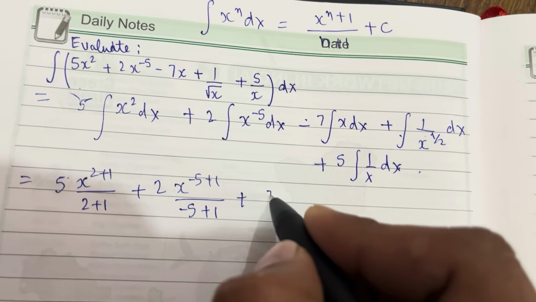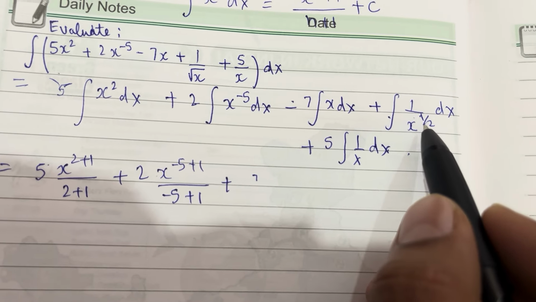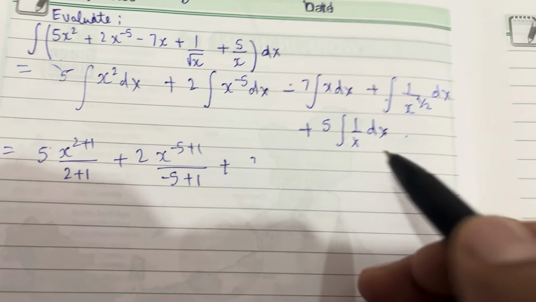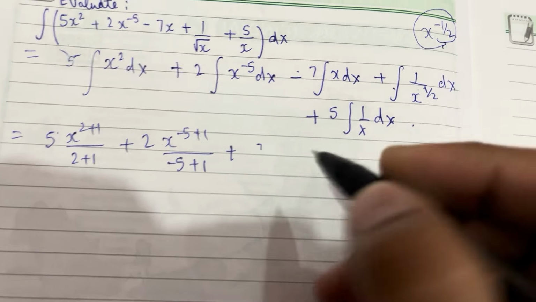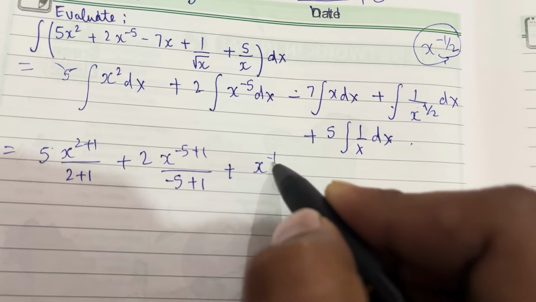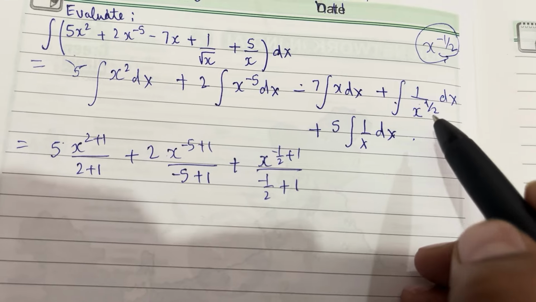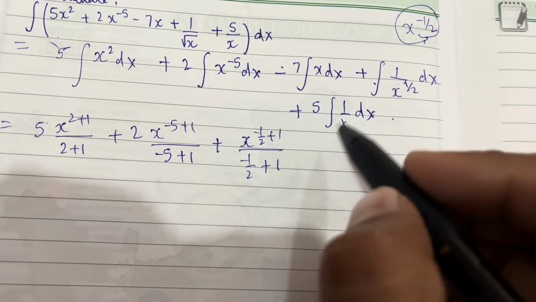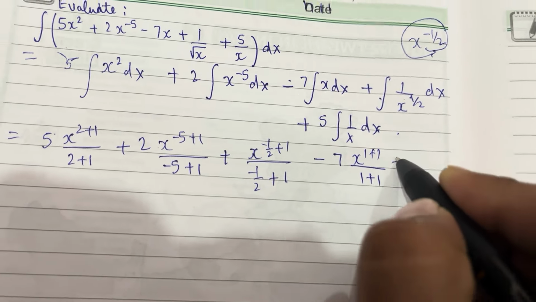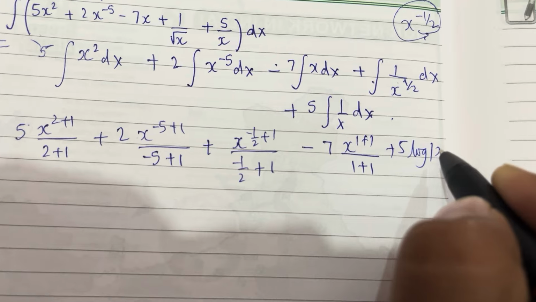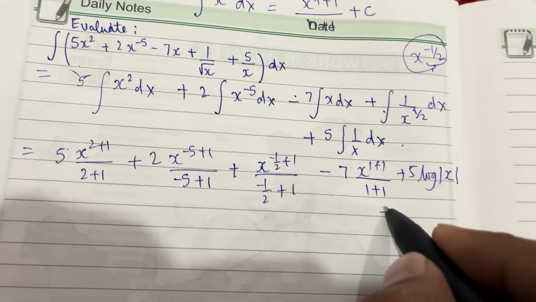Okay, now this term is in the denominator, so first of all we will convert this to the numerator. Okay, so its power will be equals to x raised to power minus 1 by 2, and now we are going to use this here, which is x raised to power minus 1 by 2 plus 1 over minus 1 by 2 plus 1, because there is no direct formula for solving this in the denominator. Okay, after that minus 7 x raised to power 1 plus 1 over 1 plus 1 plus 5 log mod x. After that we will write plus c.